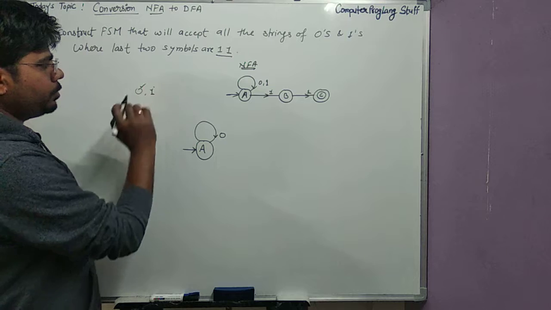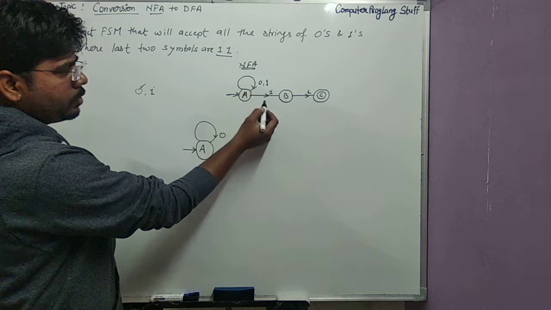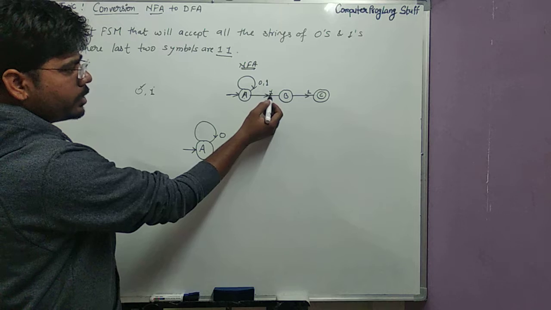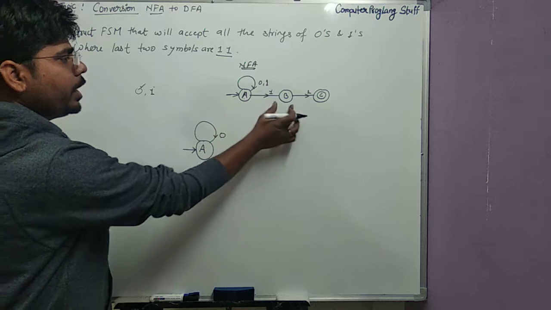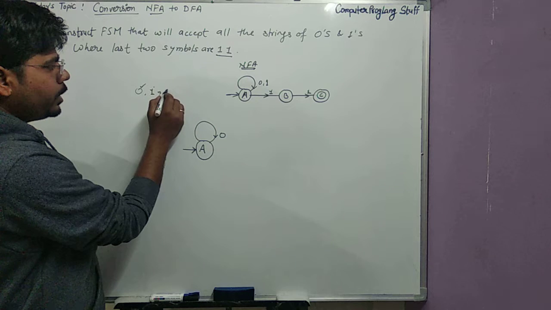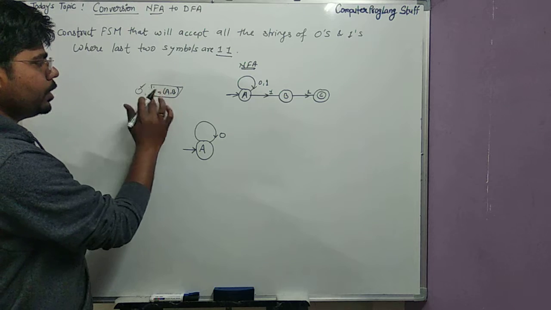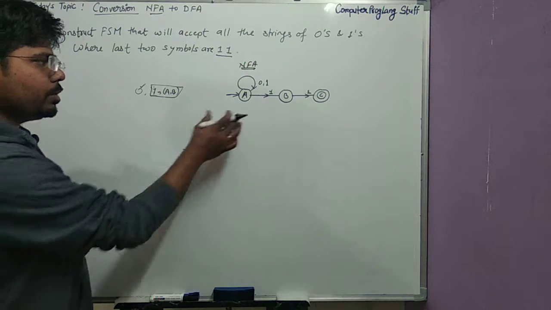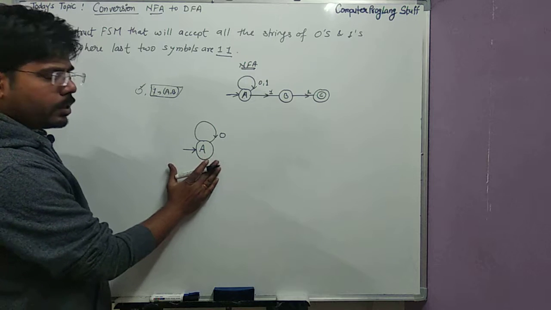Now for 1, from state A we have two transitions. In one case you are on the same state, and in the second case you are reaching state B. So you have two states, that is A and B. The result you are getting in this case, A and B, on 1, is a new state. The set of states that you get after the transition is a new state if it is not present in the existing diagram.